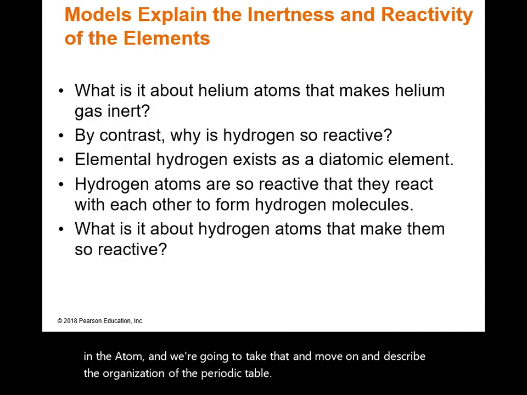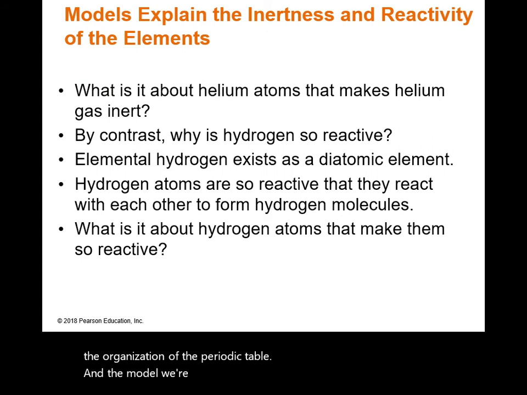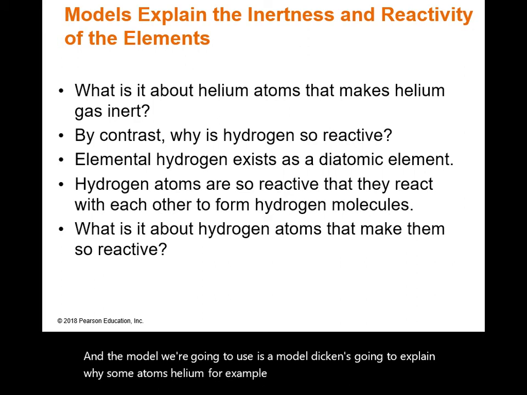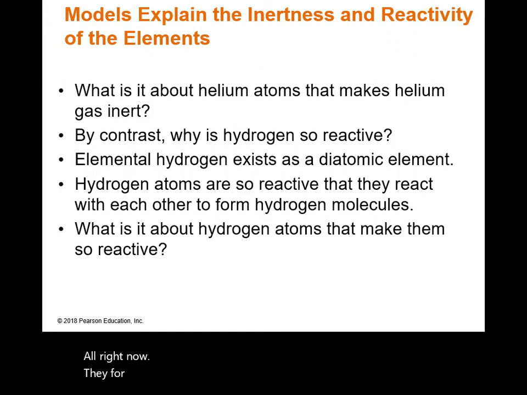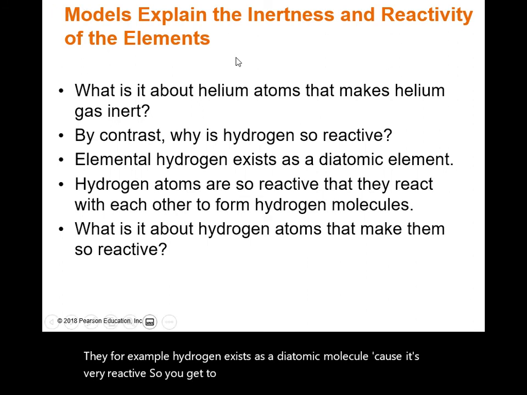And the model we're going to use is a model that is going to explain why some atoms, like helium, for example, are inert, whereas in contrast to that, atoms like hydrogen are so reactive. Okay. Now, for example, hydrogen exists as a diatomic molecule because it's very reactive. So you get two hydrogen atoms combined together to form a molecule.